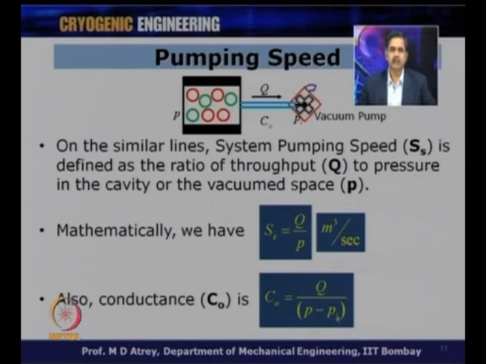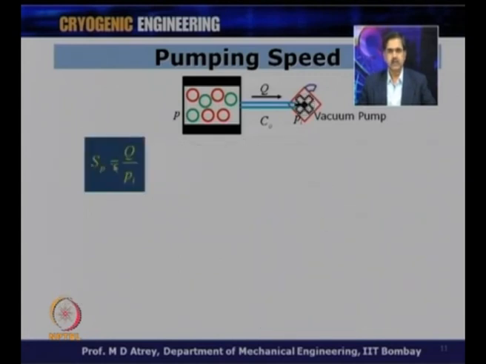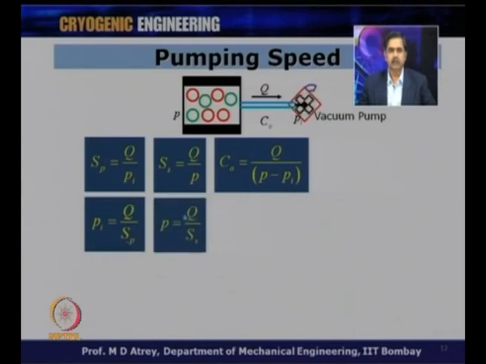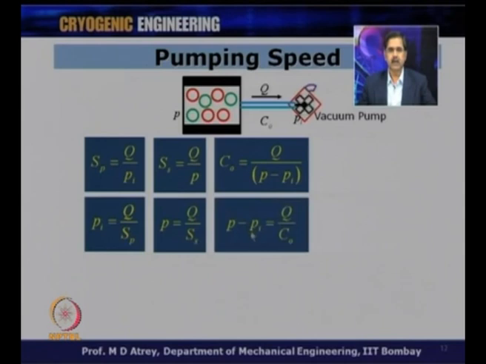As you know, P is more than Pi. And the conductance unit will be the same as pumping speed. So we know now SP is equal to Q upon Pi, SS is equal to Q upon P, and C0 is equal to Q upon P minus Pi. So now we've got a relationship between P, Pi, P minus Pi. How are these pressures related? Pi is equal to Q upon SP, P is equal to Q upon SS, and P minus Pi is equal to Q upon C0, Q upon overall conductance.